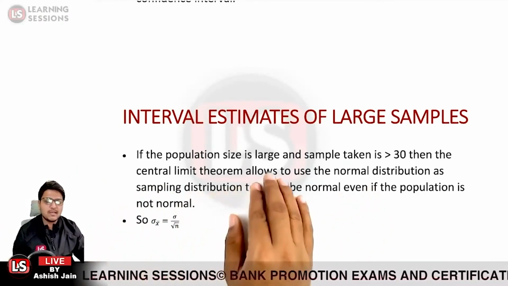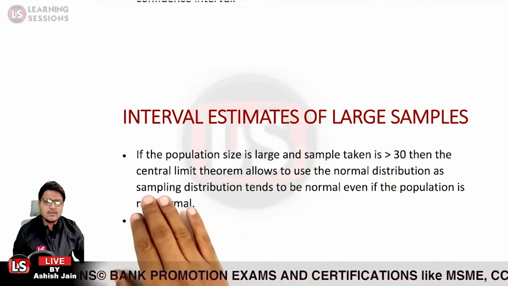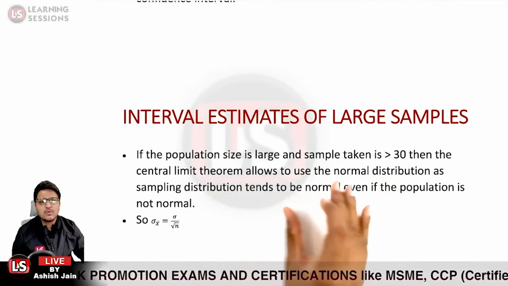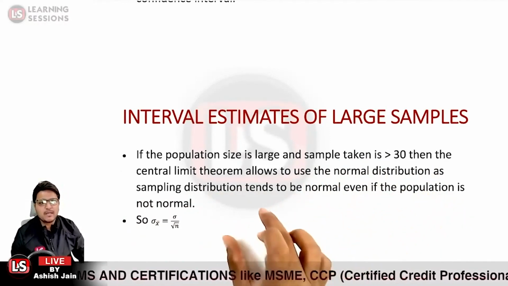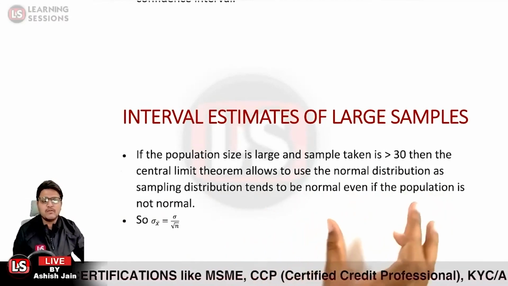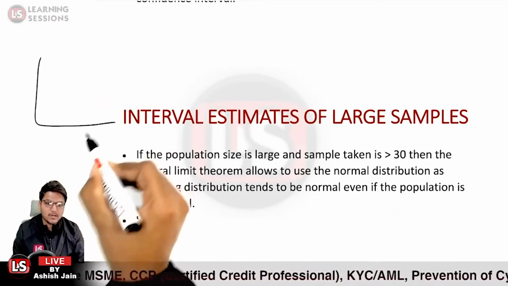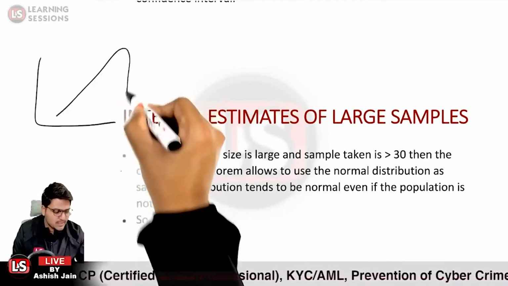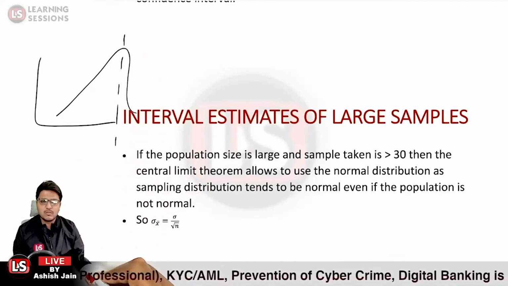So if the population size is large and the sample taken is greater than 30, then the central limit theorem allows us to use the normal distribution, as the sampling distribution tends to normal even if the population is not normal. Are you getting my point? So even if this graph is the population distribution, somewhat like that, it is not normal. It is not symmetric around the mean itself.